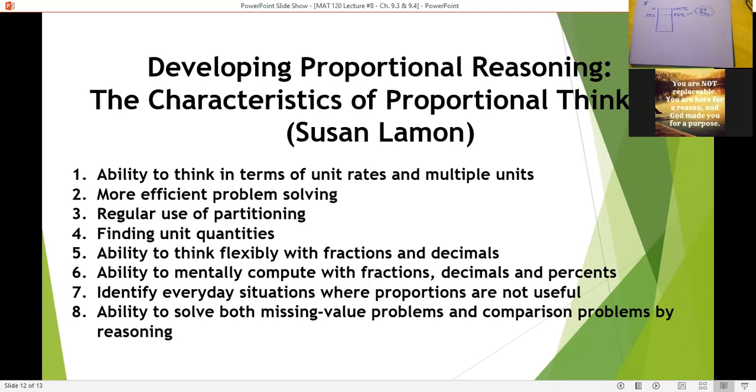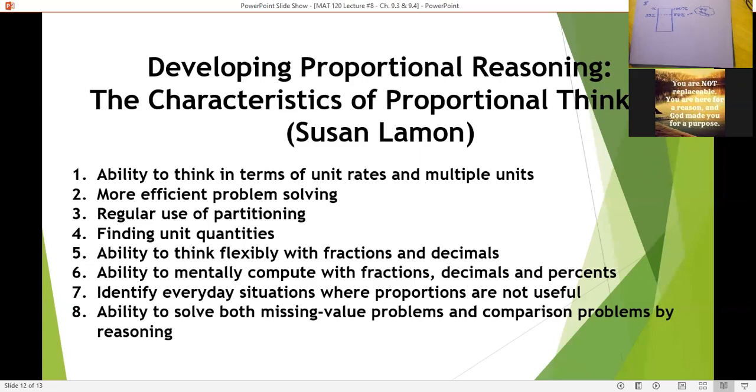And here's another set of teaching ideas that I think we all need to discuss and think about. There will be 1 or 2 questions on your exam associated with this material. So let's go through these ideas before we dismiss today. Number 1, the ability to think in terms of unit rates and multiple units. These are the characteristics of proportional thinking. We need our students to be able to do these things, to think in terms of unit rates and multiple units. Remember that a unit rate is a ratio that has 1 as its second thing.